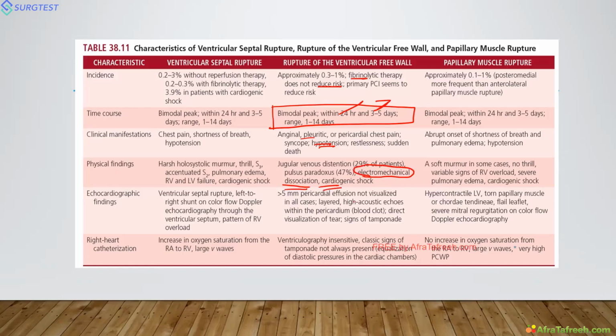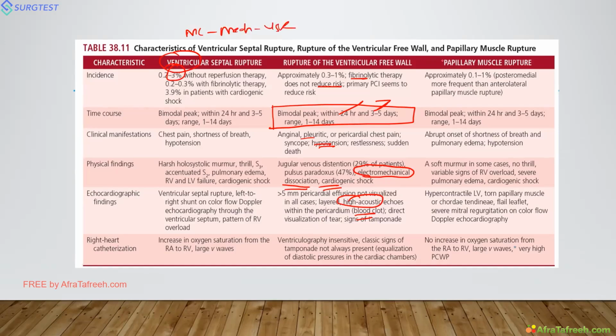Whenever you see an echo, there will be high acoustic echoes, which is the blood clot in the pericardium. Then papillary rupture, which we already discussed. The most common mechanical complication is VSR. It is 3%. This is also an MCQ. The most common mechanical complication is VSR.